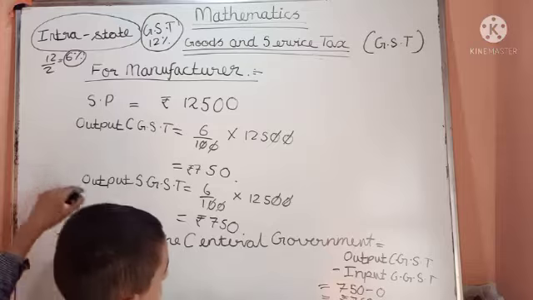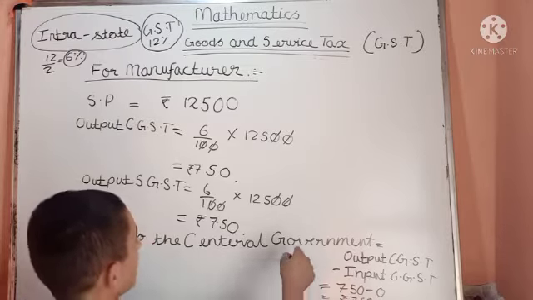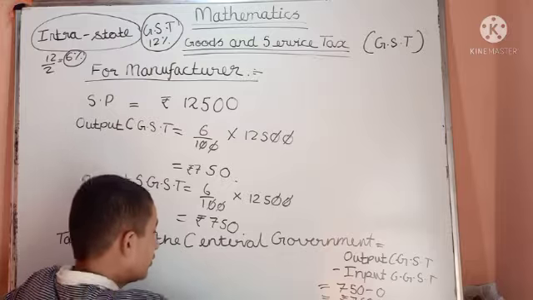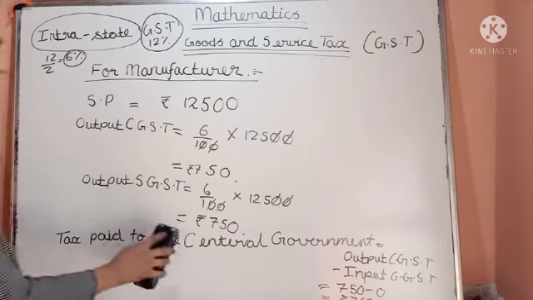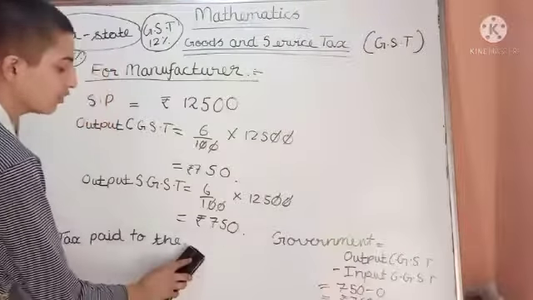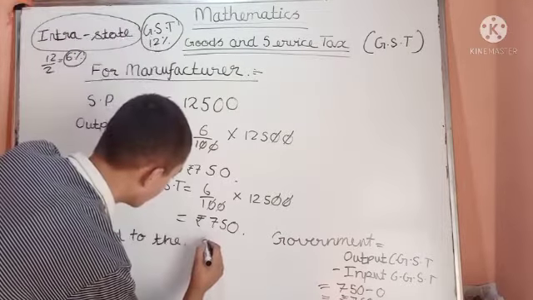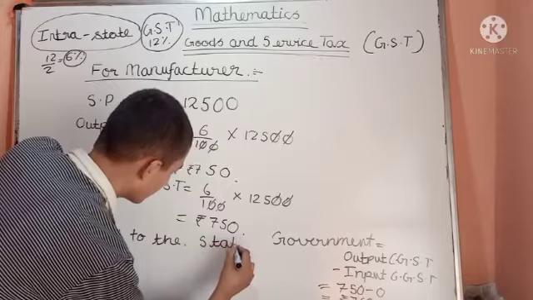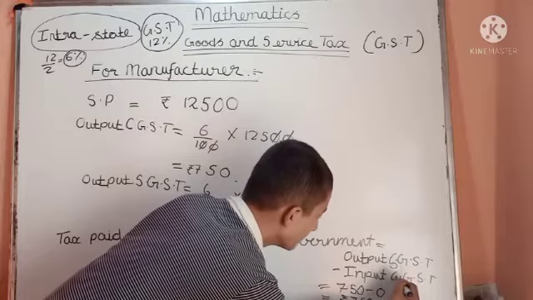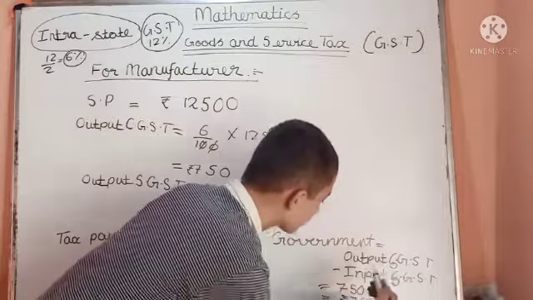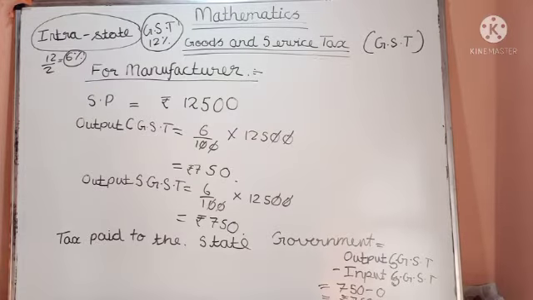So the whole tax will be paid to the central government. And like this you will find it for the state government. This was for the central government, and now if you want to find it for the state government, here there is not enough space, so I am doing it like this. But in the copy you will not do it like this, then your marks will be deducted. Tax paid to the state government will be output SGST minus input SGST. Here it will also be the same. Okay, this was for the manufacturer.